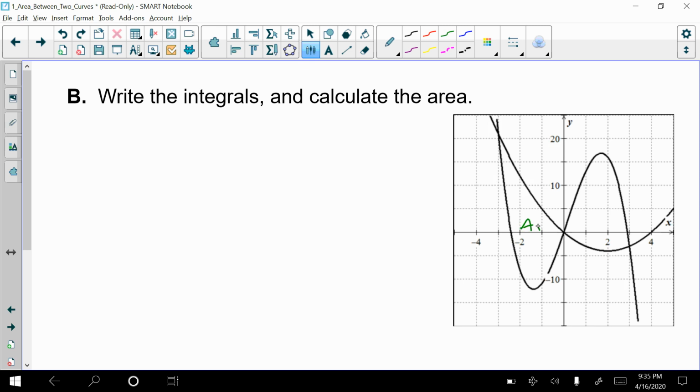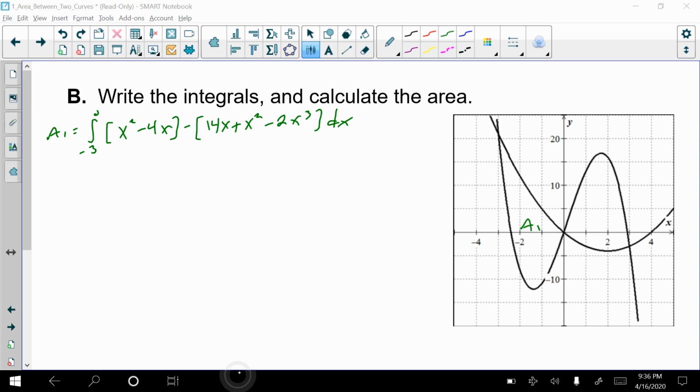Because the quadratic is essentially above the cubic function, we're going to write it out as saying the integral will be from -3 to 0, and it is going to be the difference of the quadratic, which was x squared minus 4x, minus the cubic function, which in this case was 14x plus x squared minus 2x cubed, dx.